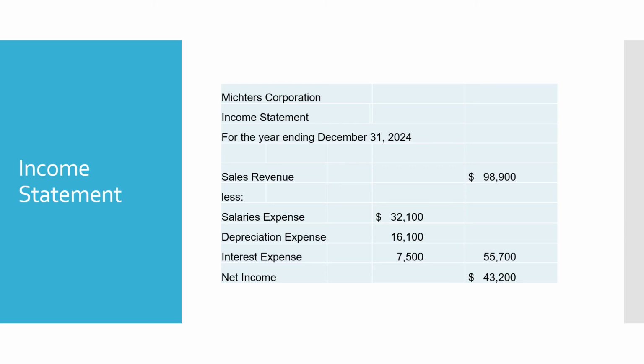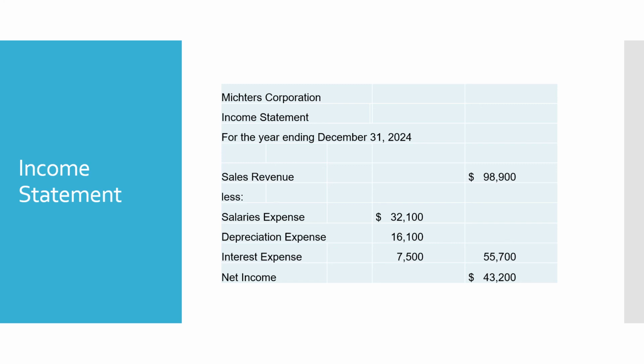So looking at this income statement, we also want to note the heading on it. We have the company name, we have the name of the financial statement, and then we have for the year ending December 31, 2024. So recall that an income statement is prepared for a period of time, and this one is reporting MICTERS Corporation's net income for the year ending December 31, 2024.